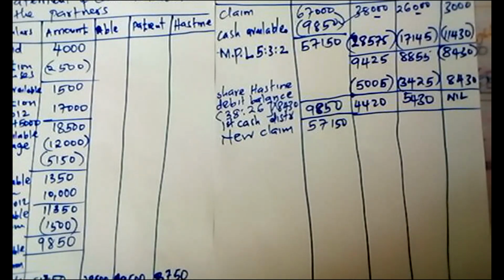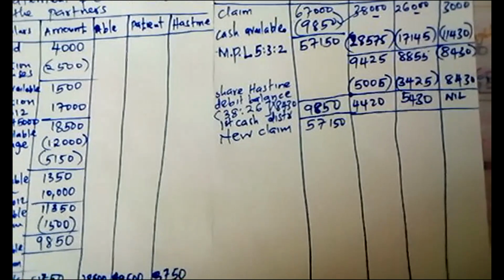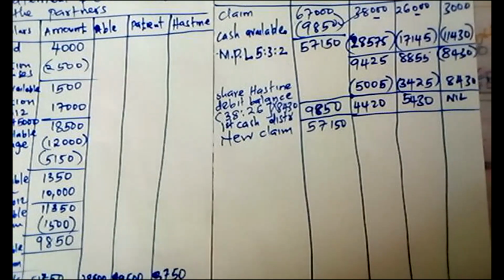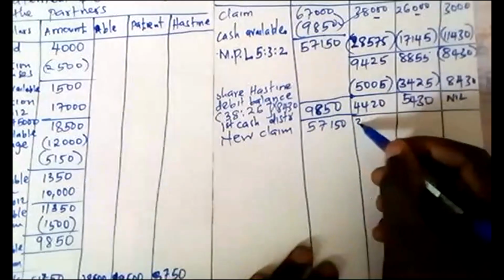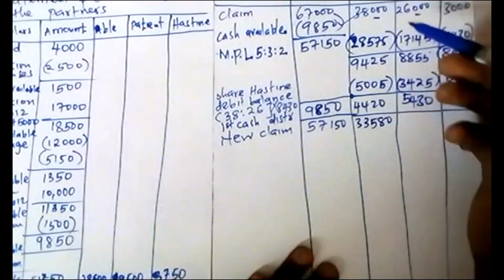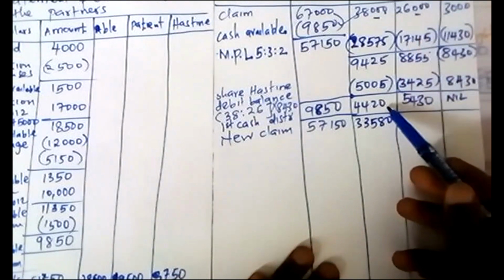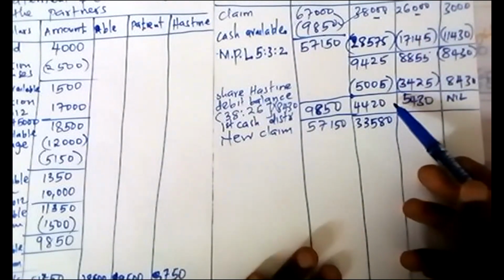Remember that initially he was claiming 38,000. Out of that, the cash available was 9,850, of which Able has received 4,420. So what is the next claim of Able? Is it 33,580? That is correct, because you take what he was claiming and you subtract the amount he has received, 4420.